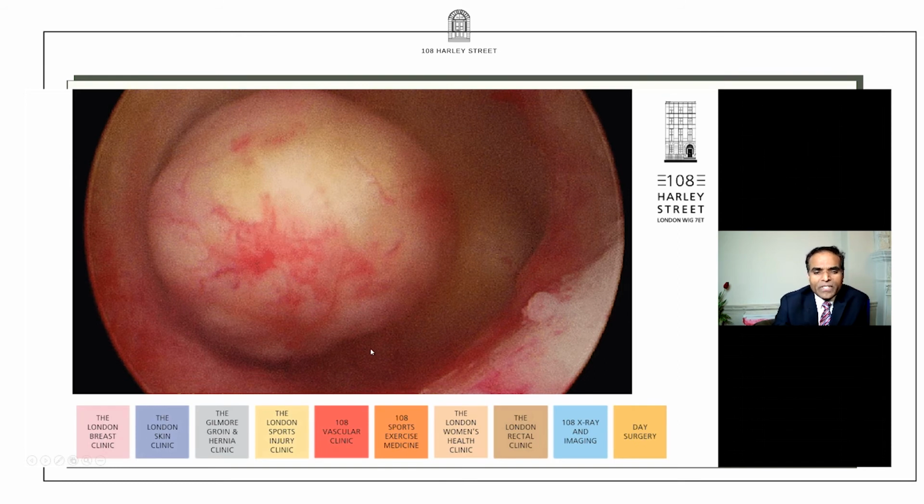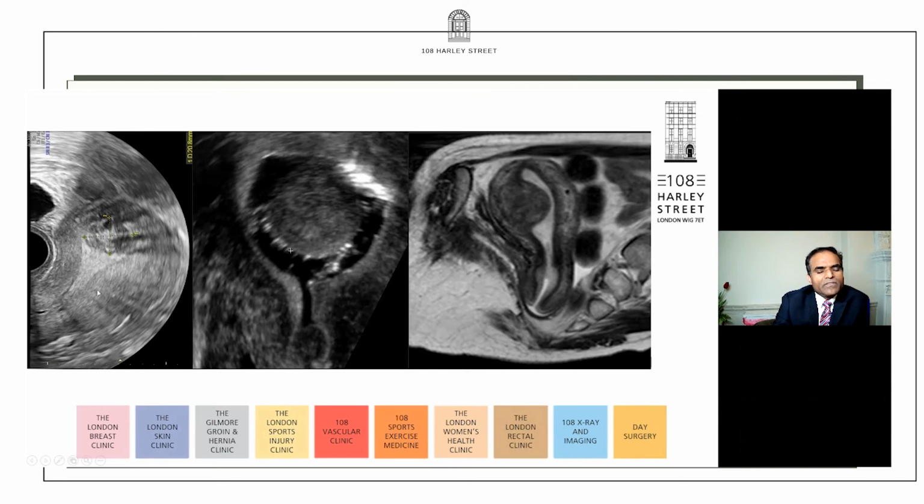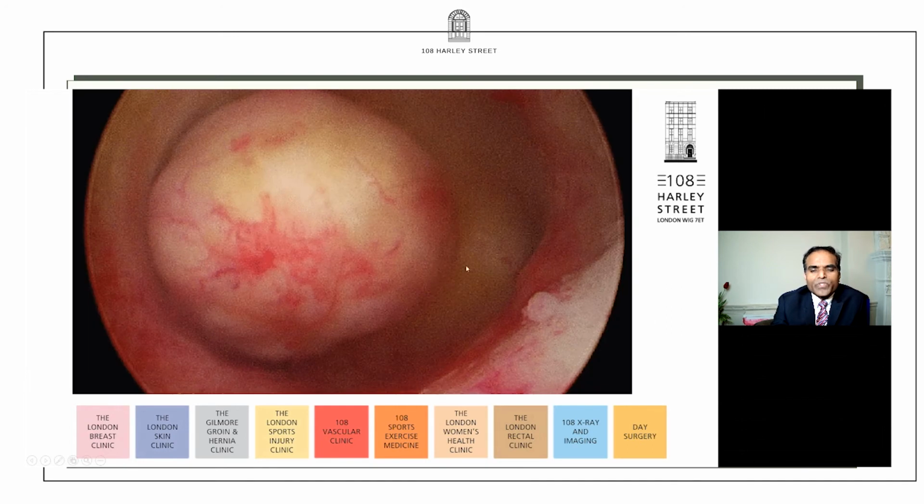So in my view, showing the 3 different modalities, in my day-to-day practice, I use ultrasound as a screening test. Once ultrasound is available, in order to understand the depth of penetration or depth of myometrial involvement, I use MRI. And once I have done those 2 investigations, the next step is to perform a diagnostic hysteroscopy, to understand the nature of the fibroid and its suitability for resection.